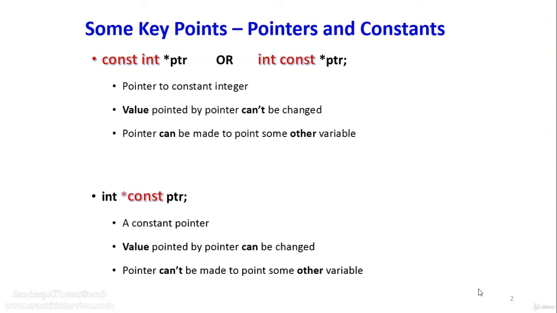See the second declaration, that is int *const ptr. This is a declaration of a constant pointer. In this case, the value pointed to by the pointer can be changed. However, the pointer can't be made to point to some other variable.